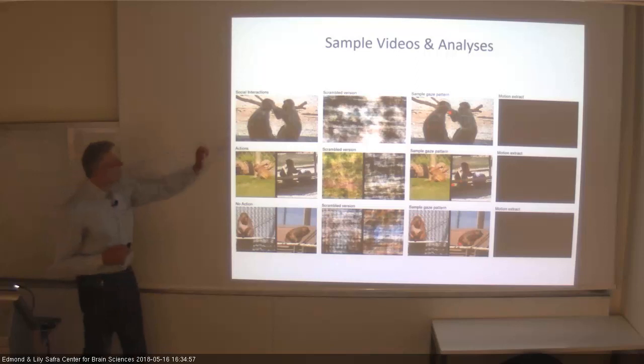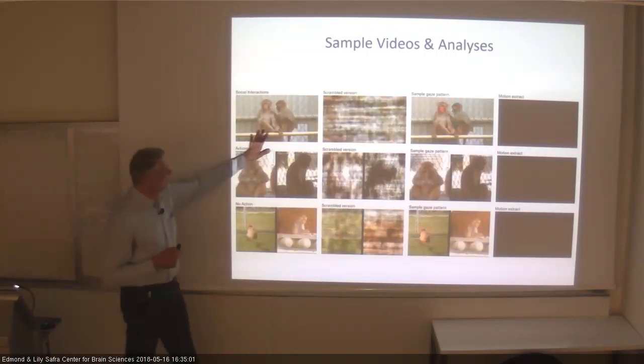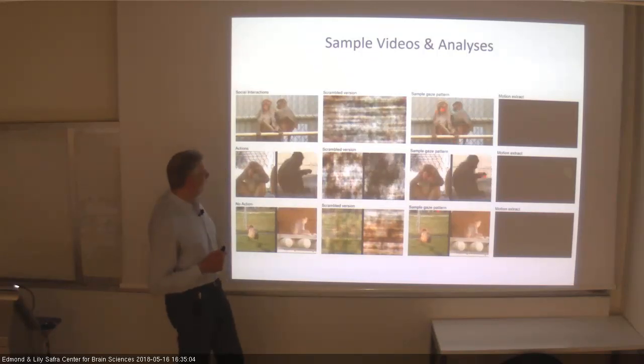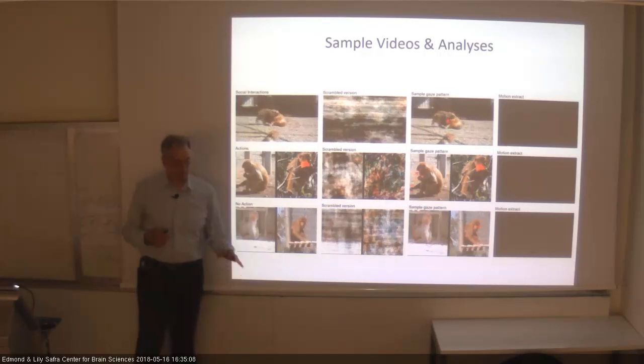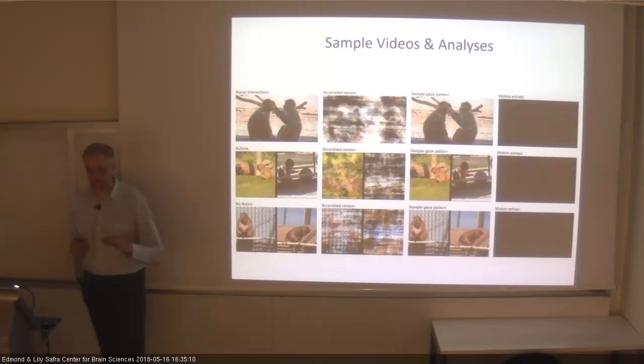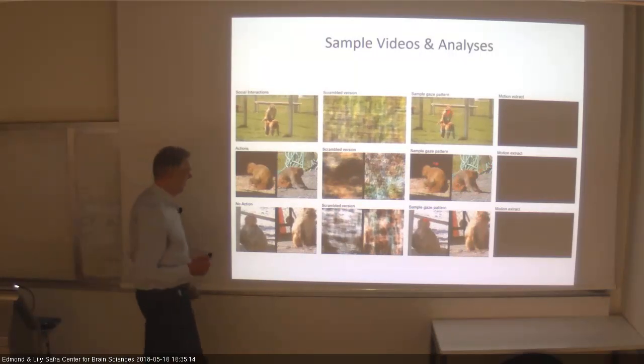These are some social videos of actual social interactions that she was showing. Here are scrambled versions that she used as a control. And Julia spent a lot of time marking in every video frame where's the face, where's the body, where's the gaze of the monkey going to, and then where's the subject monkey looking when he's watching that video.